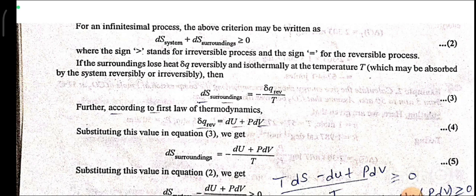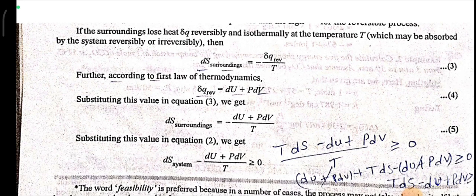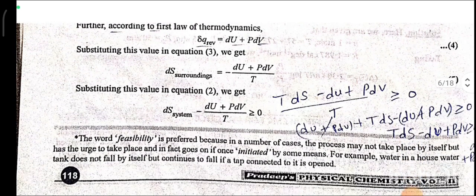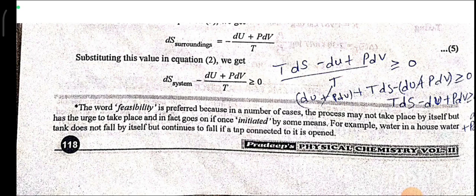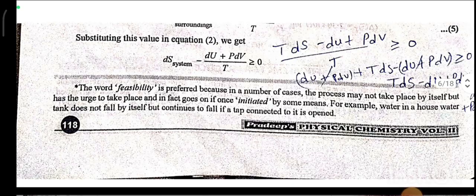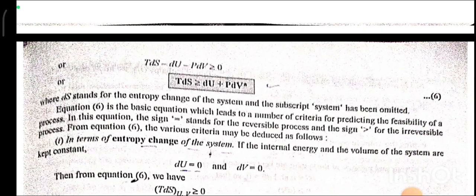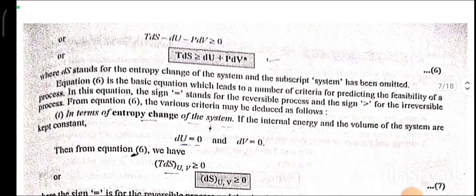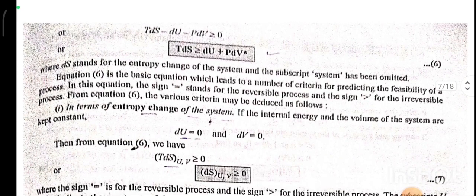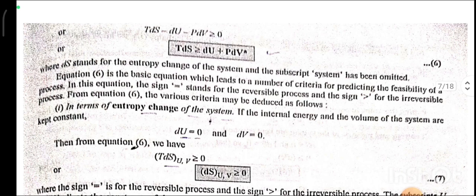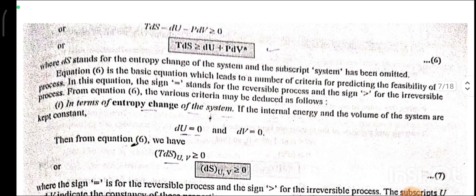Further, according to the first law of thermodynamics, dQ reversible is equal to dU plus PdV. Substituting this value in equation 3, we get dS of surroundings is equal to minus (dU plus PdV) upon T. Substituting this value in equation 2, we get dS system minus (dU plus PdV) upon T is greater than or equal to 0. TdS minus dU minus PdV is greater than or equal to 0. TdS is greater than or equal to dU plus PdV, where dS stands for the entropy change of the system and the subscript system has been omitted.